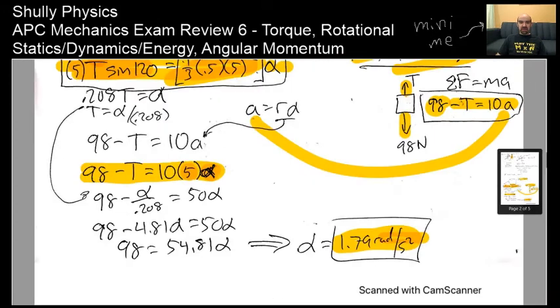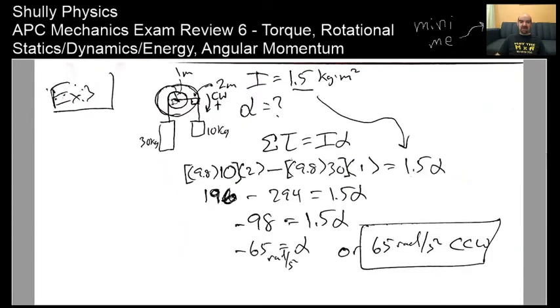Example 3. What if we have a rotating disk? Now the disk has an inner chunk to it. Let's say there's a smaller piece of the disk and a larger piece of the disk. On the smaller piece of the disk is wound a 30 kilogram mass on a string, and around the outside is a 10 kilogram mass on a string. The inner radius is 1 meter and the outer radius is 2 meters.